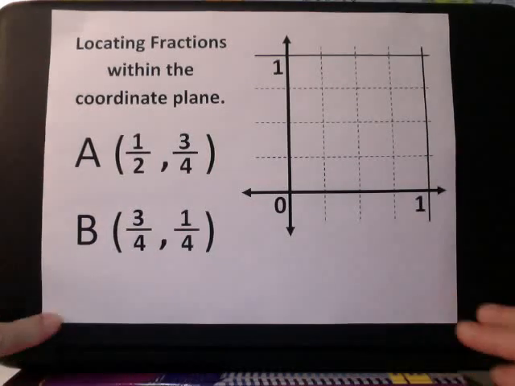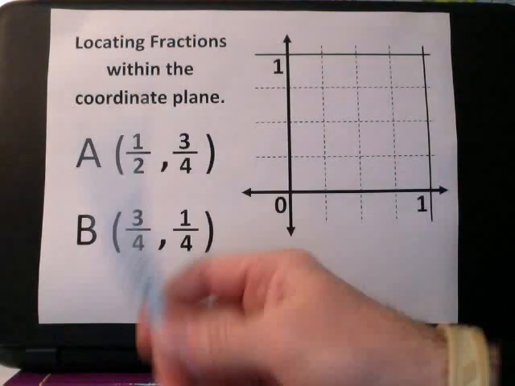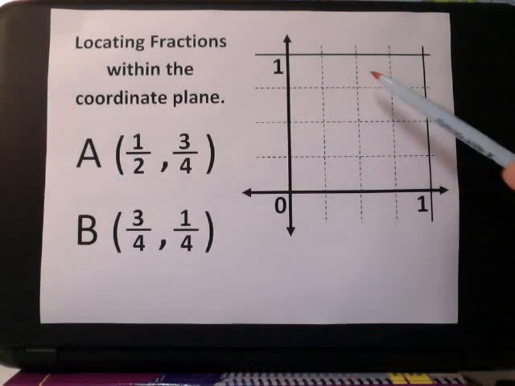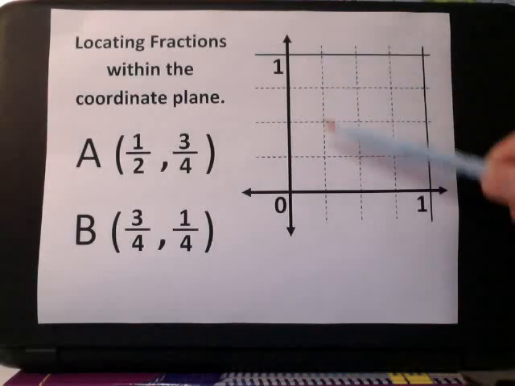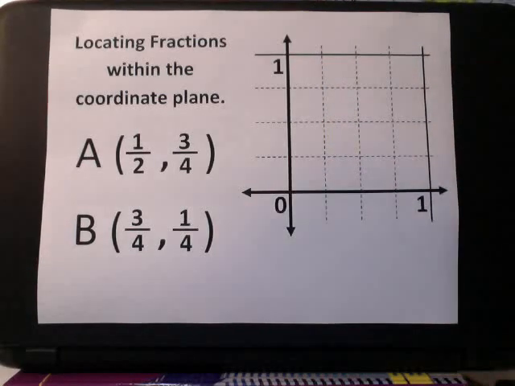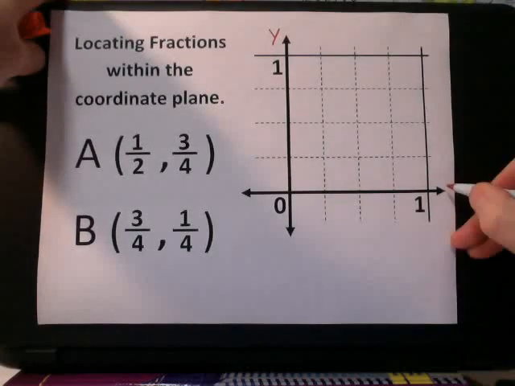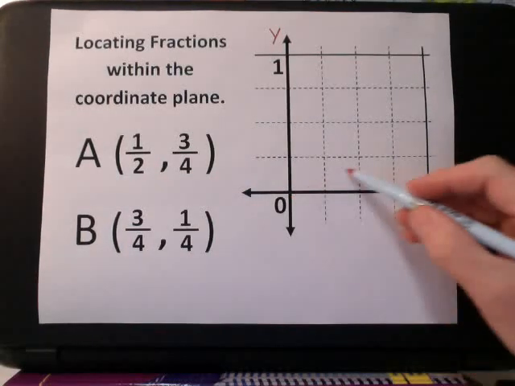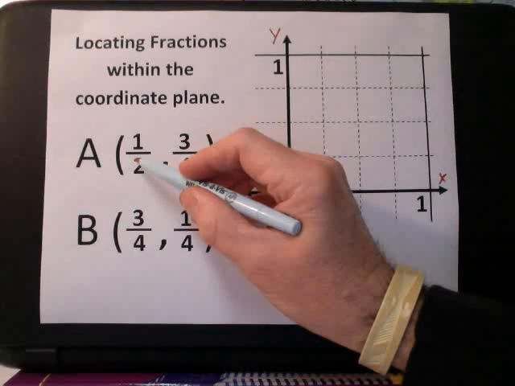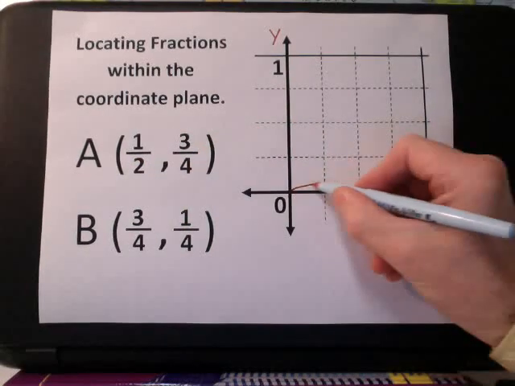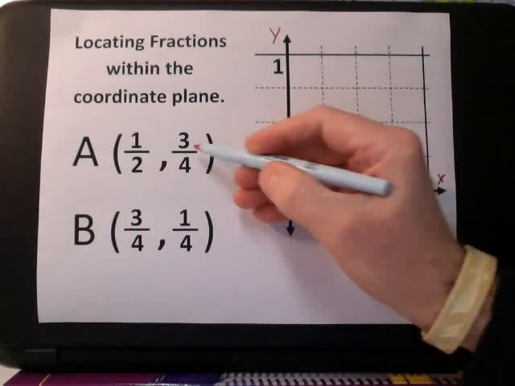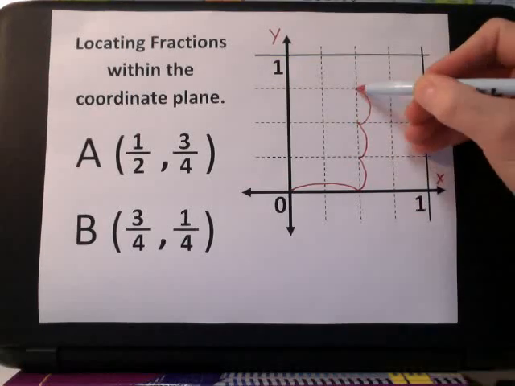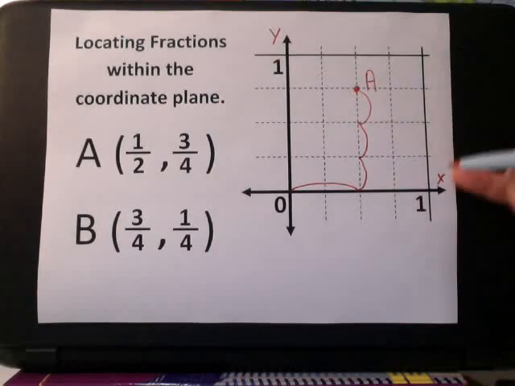Here's an example. They give you 2 points, and it's locating fractions within the coordinate plane. They want us to locate point A. This is a section of quadrant 1, so we know it's positive, positive. This is the y-axis and this is the x-axis. If we want to find point A, this is the whole unit from here to there. We want to stop at the halfway point. So we'd come over half that distance, and then we'd go 3/4 of the way up. Each of these is a quarter, so there's 1, 2, 3. So there would be point A.